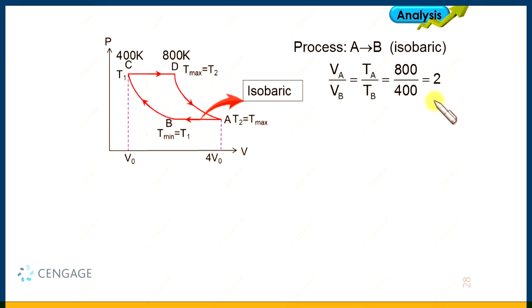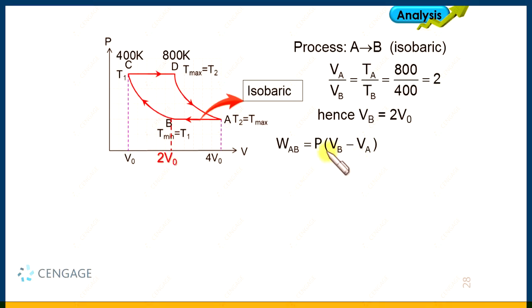So, let us find the volume here. This volume is 2 V naught, right? Now, let us calculate the work done. For an isobaric process, calculating work done is the easiest one. Here we can write pressure multiplied by change in the volume, right? This is the final expression for calculating work done in the AB process.